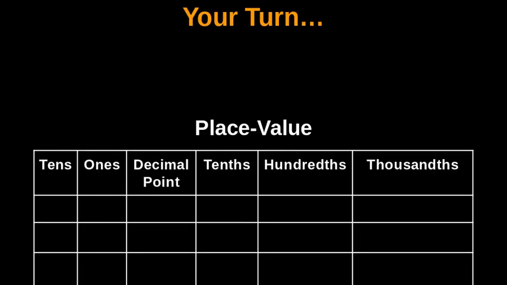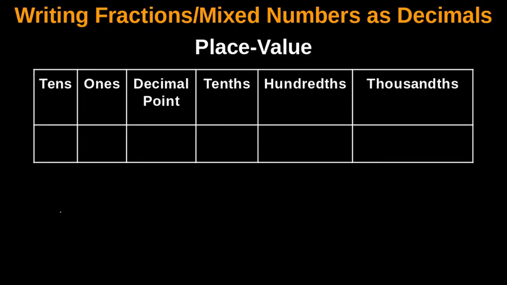Okay, so how do we write a fraction or a mixed number as a decimal? There's an easy way to go about this. If your denominator is 10 or 100 or 1,000, it's quite easy.